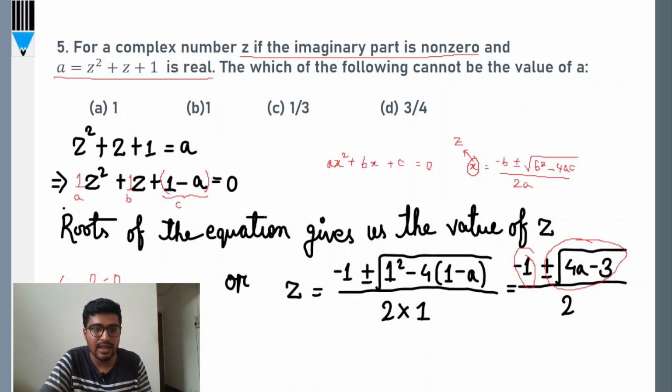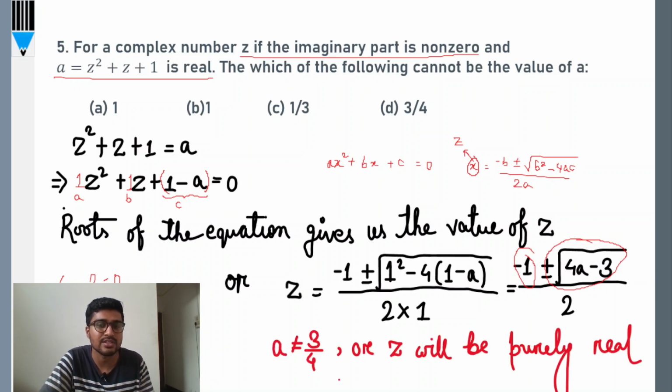So if 4a minus 3 equals 0, solving this we get a equals to 3 by 4. So if a equals 3 by 4, the imaginary part becomes 0, which is just what we do not need. So that is the solution: a cannot be equal to 3 by 4.